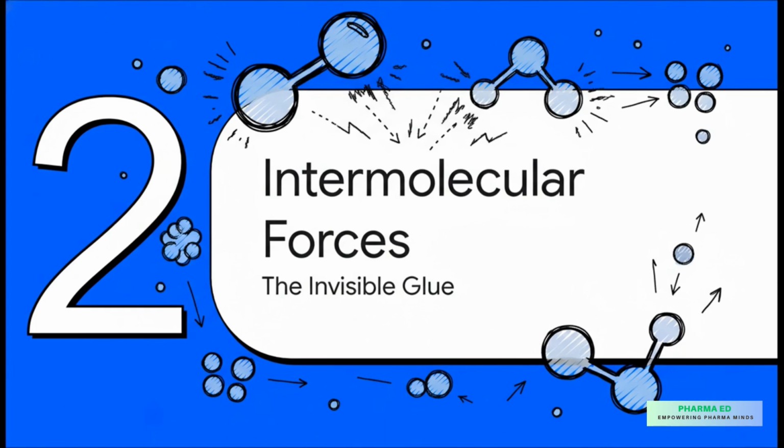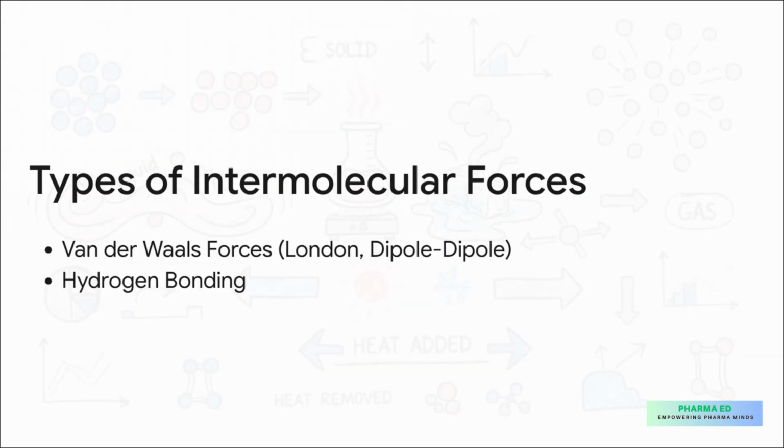But now for the why, which honestly is where it gets super interesting. What is this invisible glue holding everything together? Well, it all comes down to something called intermolecular forces. Turns out, this molecular glue comes in a couple of different strengths. You've got the van der Waals forces, which can be pretty weak, like London dispersion forces, or a bit stronger, like dipole-dipole interactions. And then you have the big one, the undisputed heavyweight champ of them all, hydrogen bonding.